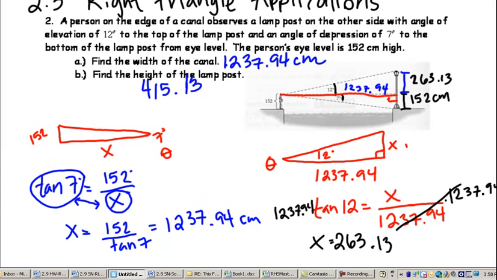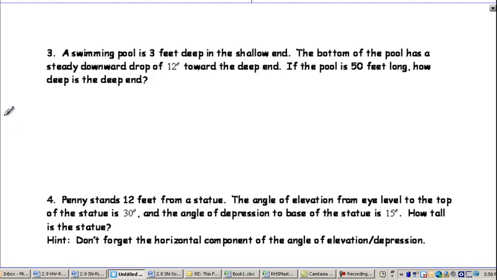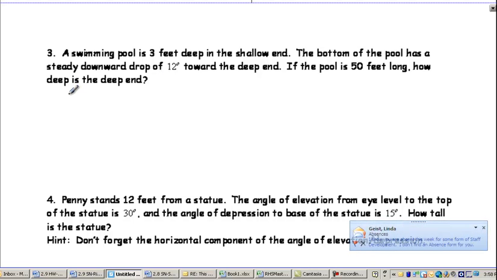Okay, we're going to do one more problem. We're not going to do 4 because 4 is pretty much exactly like the one we just did. But we are going to use problem 3. So I'll go ahead and pause it if you want to draw this, or if you want to write this problem out. If not, let's first read it through.